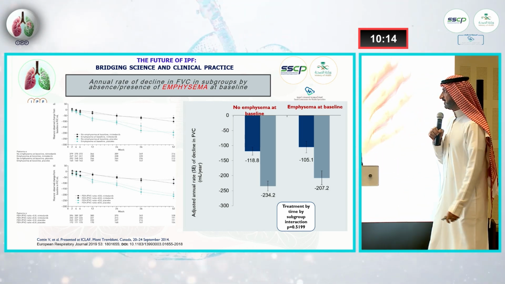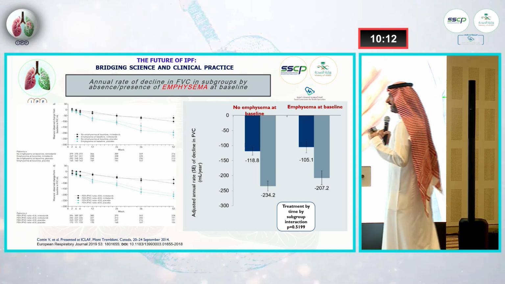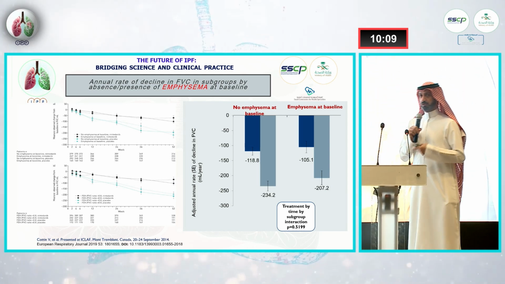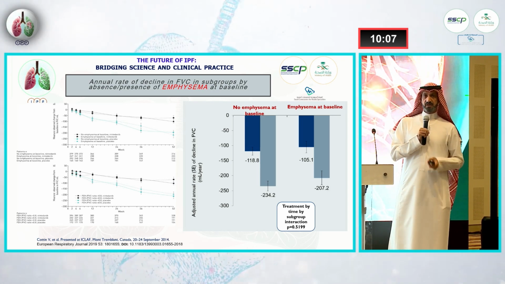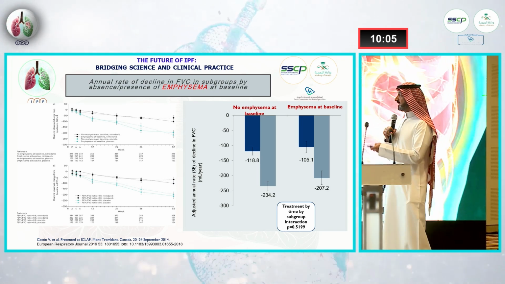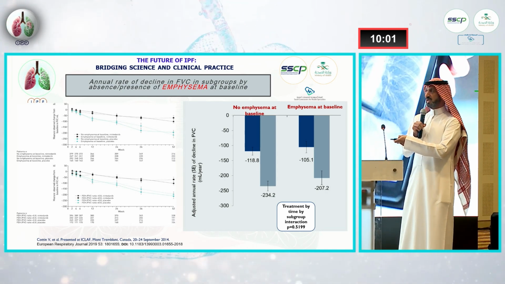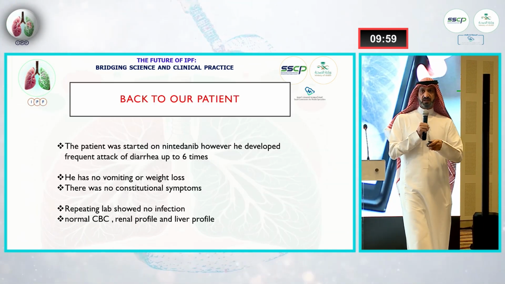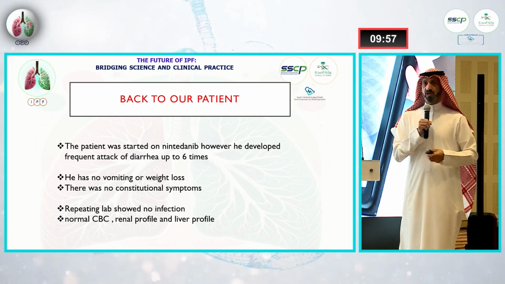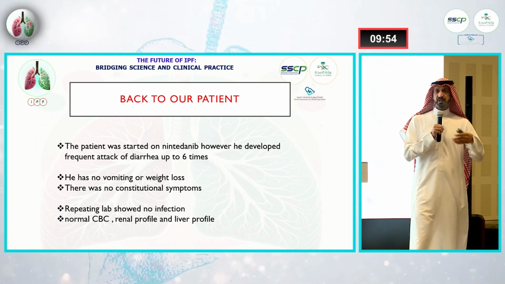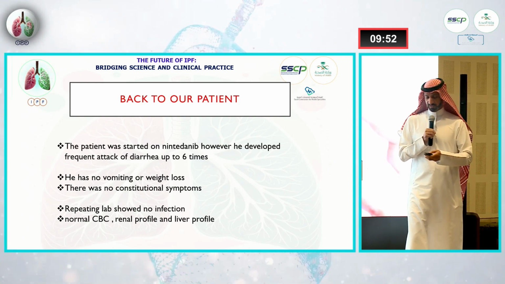in the INPULSIS trial, showing the impact of the presence of emphysema on the effect of nintedanib. So starting nintedanib in those patients with no emphysema from the beginning has the same effect as starting it in those patients with emphysema at the beginning. So we believe that we need to start nintedanib in those patients.